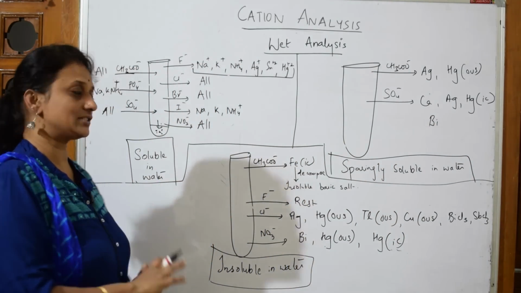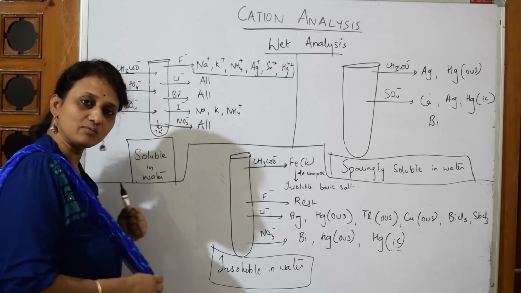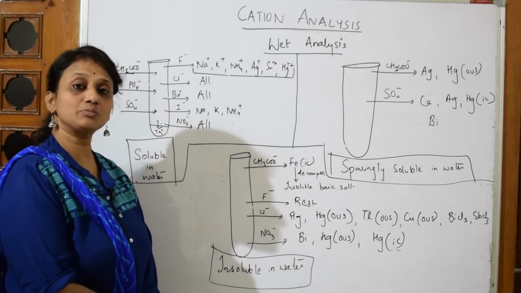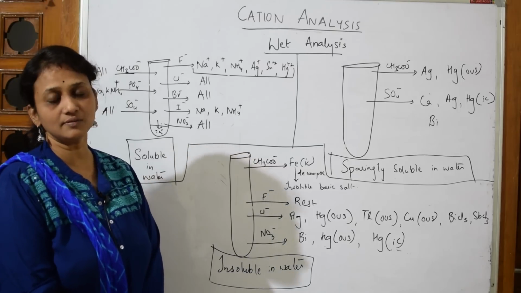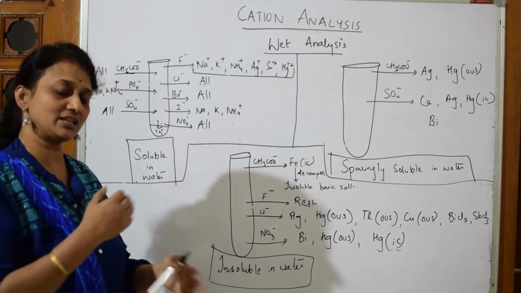Don't get confused. Clearly see. First test tube, second test tube, third test tube. First test tube is soluble in water. Second test tube is sparingly soluble in water. Third test tube is insoluble in water. Done. Ma'am, this is really confusing me. Watch it, write it two or three times, you will get to know.